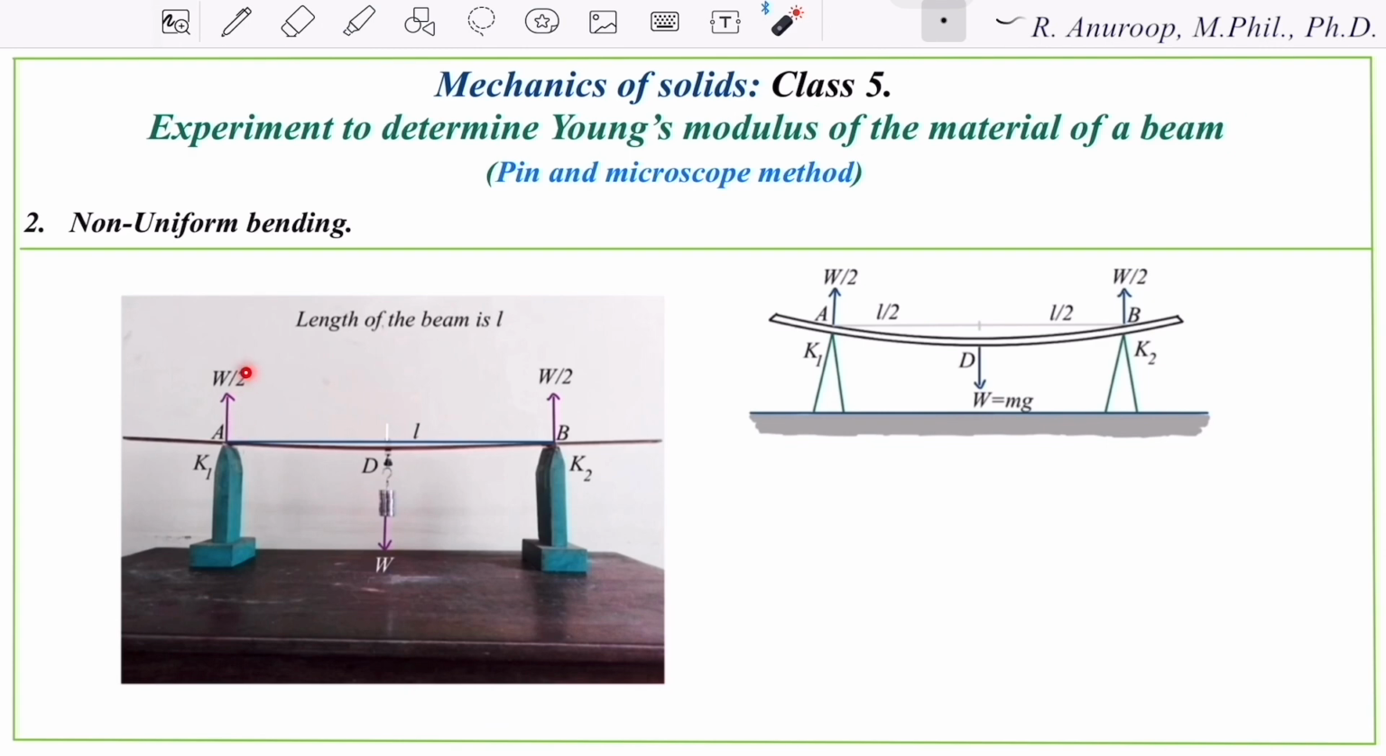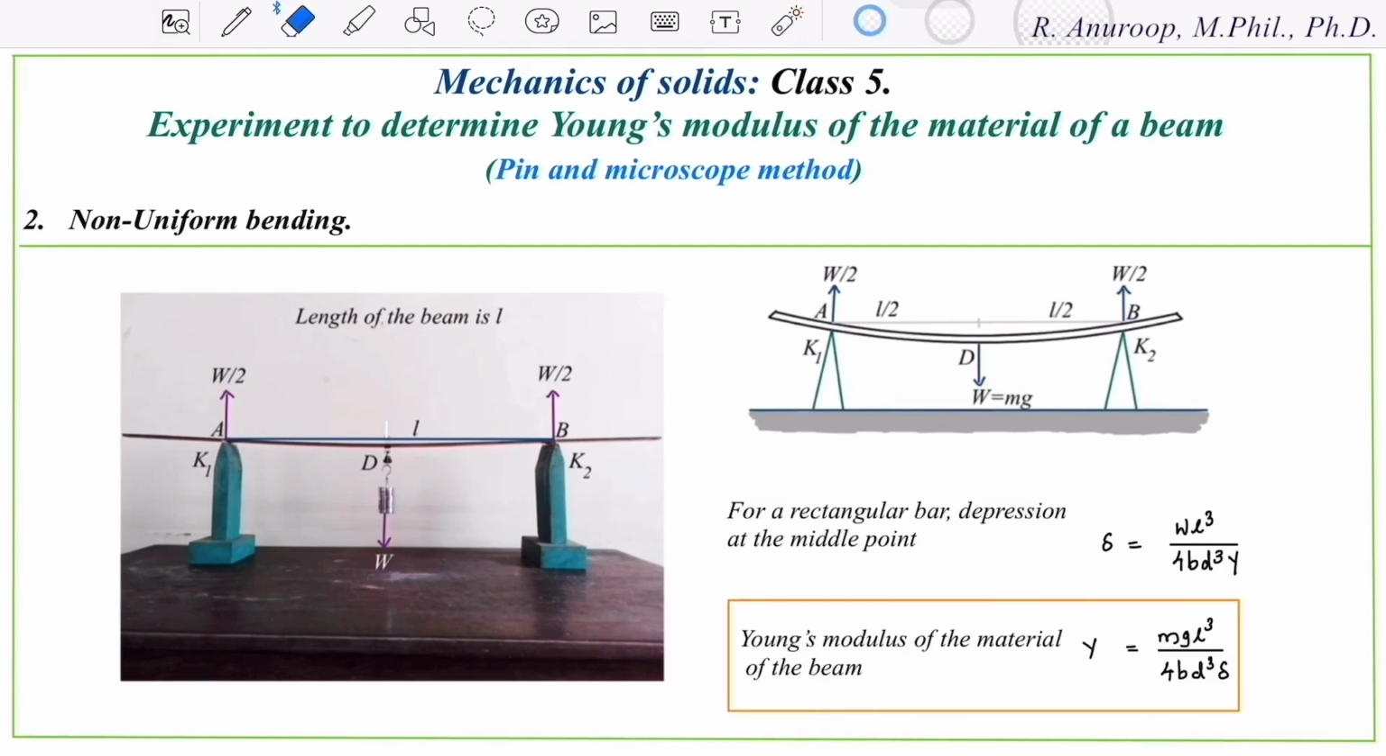Now the reaction on each knife edge is W by 2, acting vertically upwards. Because of this loading, the beam will undergo bending as shown in the picture. Here the bending is not uniform. Because of this bending, the central point D will undergo a depression delta, and the depression is maximum at the central point.